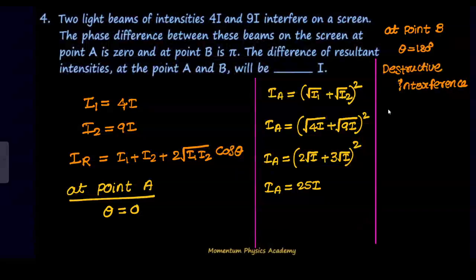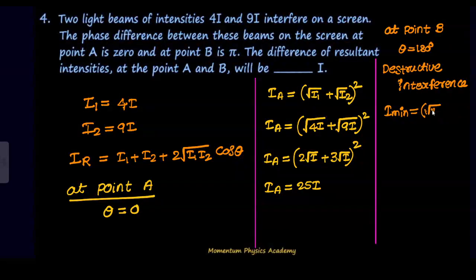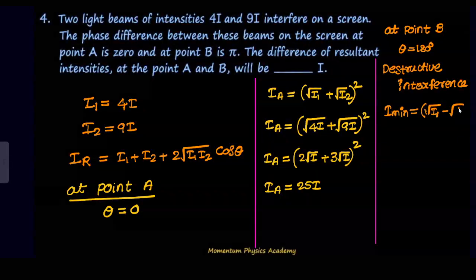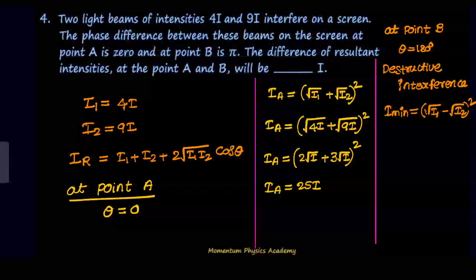Intensity minimum. So that means how much the intensity now? Minimum impedance formula? Yes, root of I1 minus root I2 whole square. Yeah, simplify and get it.